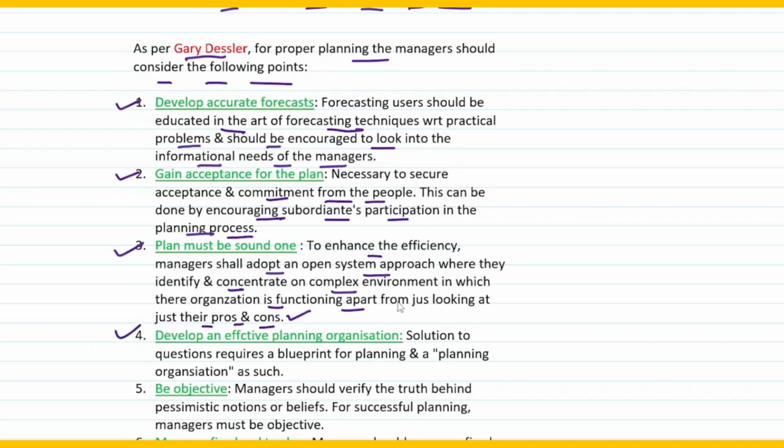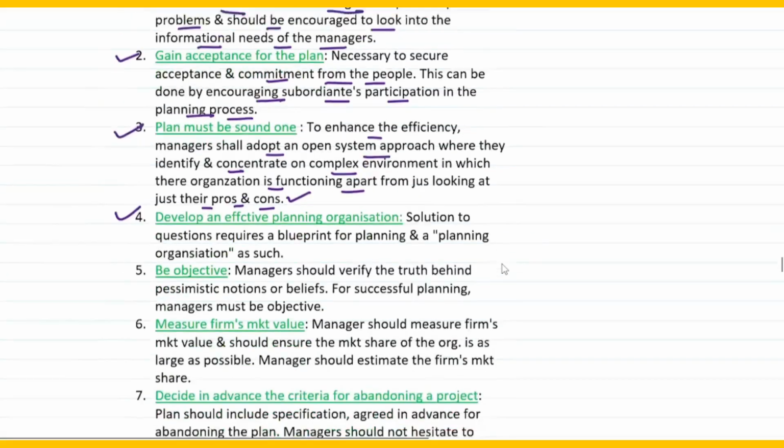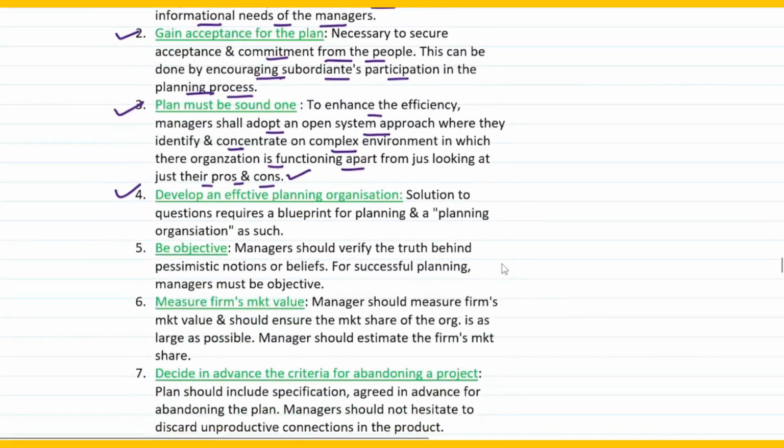Then you should develop an effective planning organization. How? Solution to questions requires a blueprint for planning and a planning organization as such. So there should be a blueprint. That means you should lay down a foundation to ensure that the planning and the planning organization, everything is being taken into consideration. So you should have an effective planning organization.